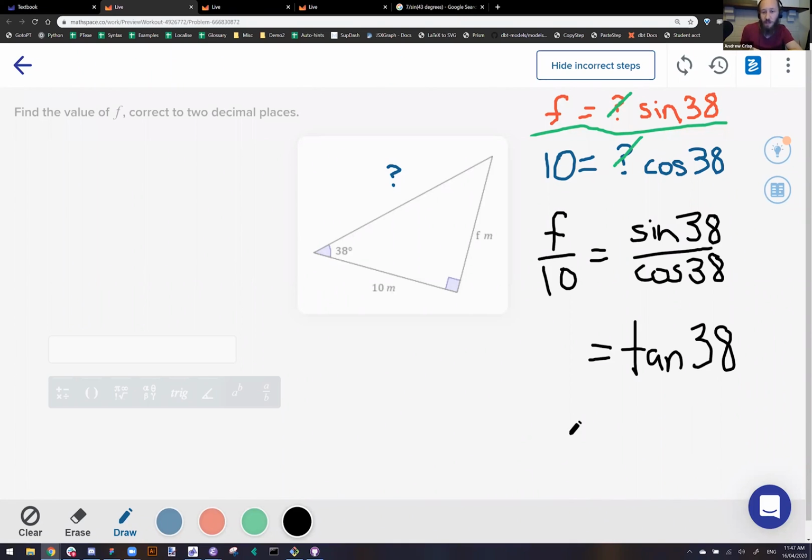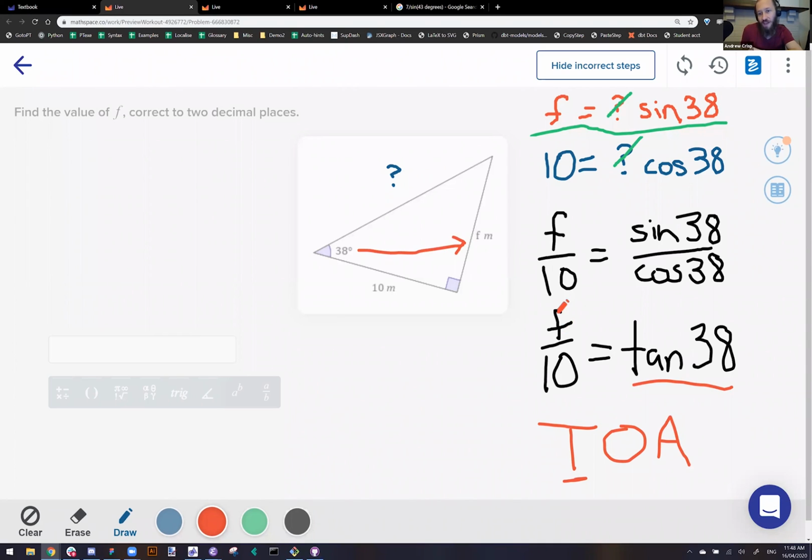And that also explains what the TOA in SOHCAHTOA does. TOA stands for tan is the opposite over the adjacent. And when I look at this picture here, tan 38, that's the T, is equal to the opposite side, F, divided by the adjacent side, which is 10.